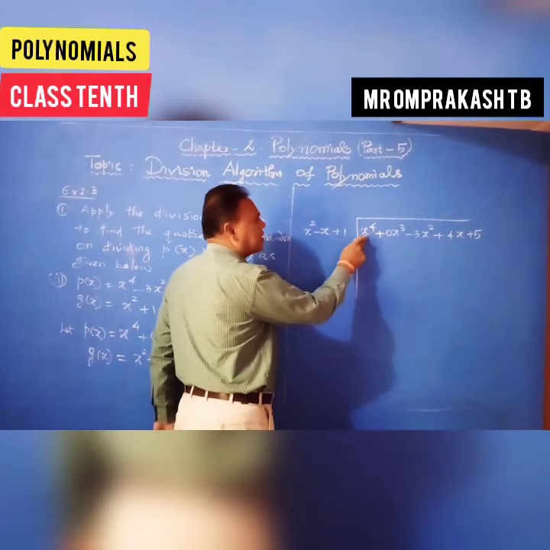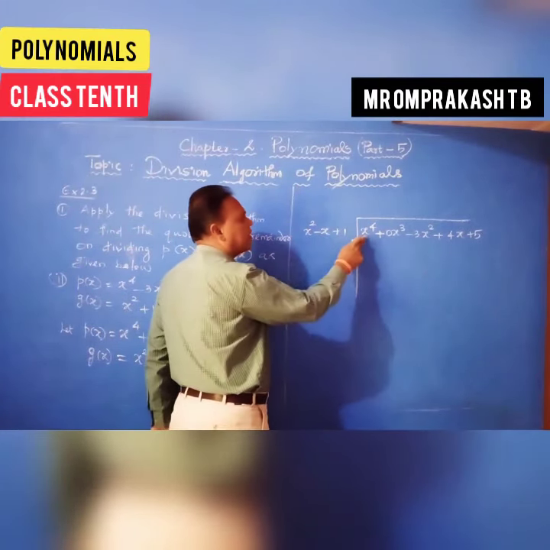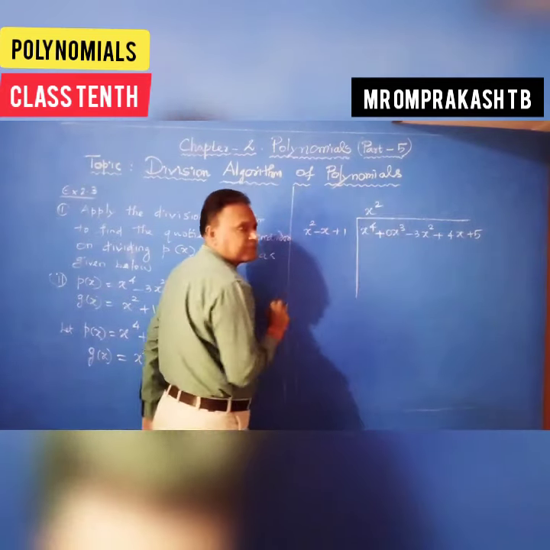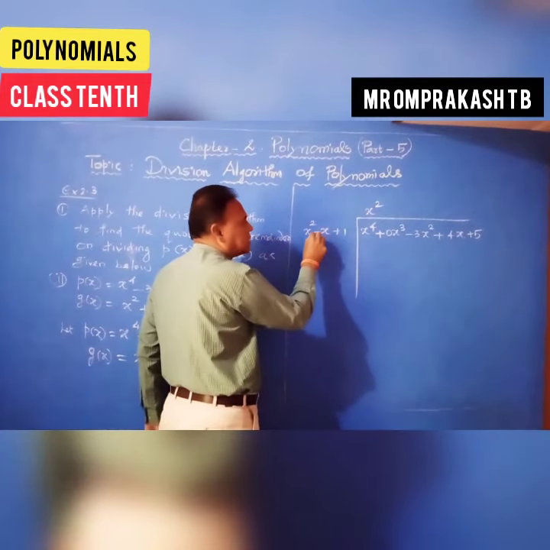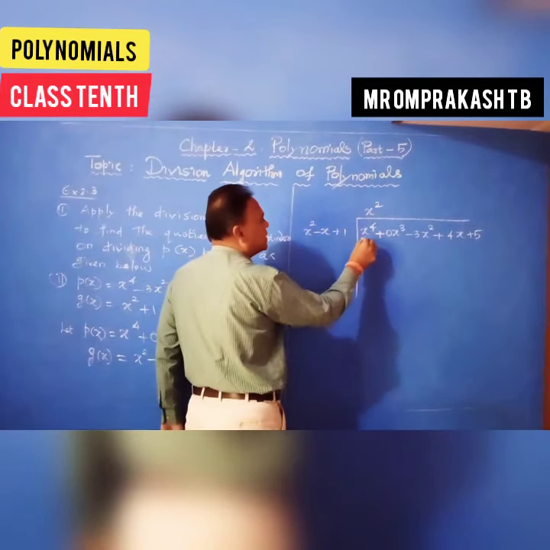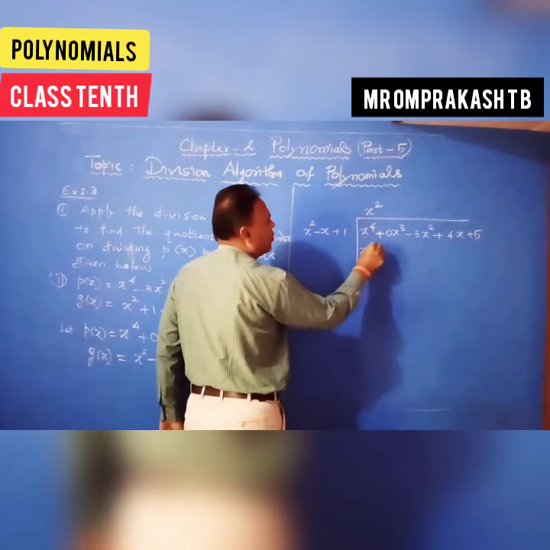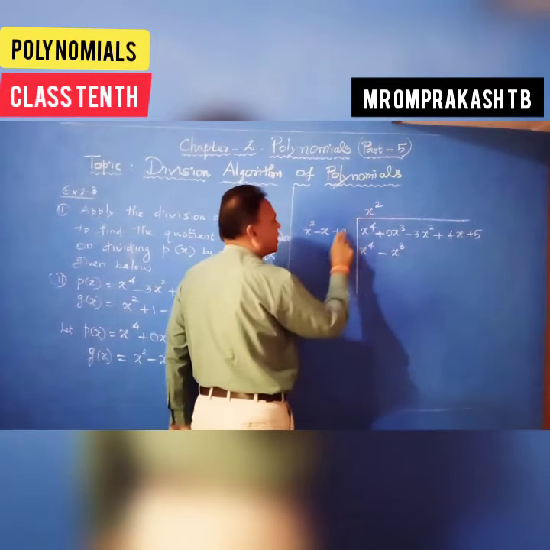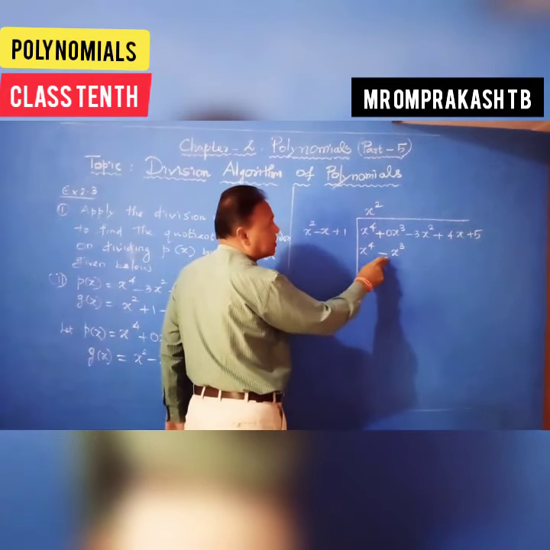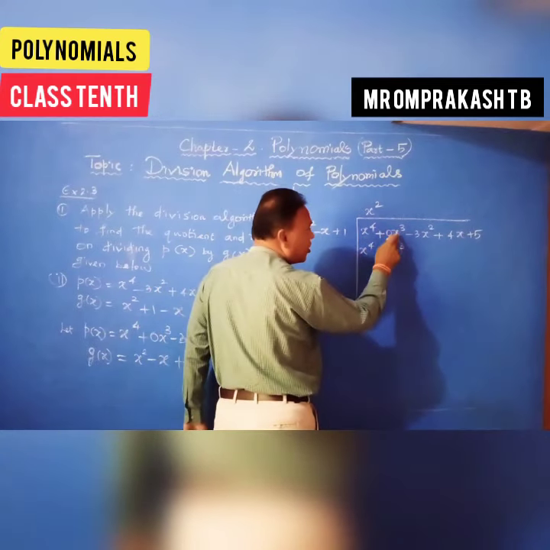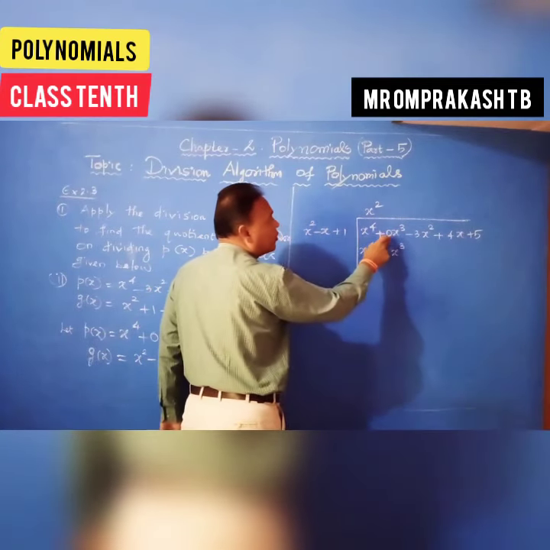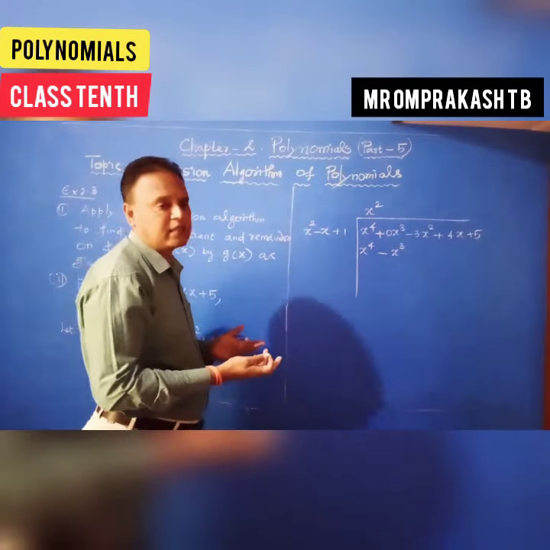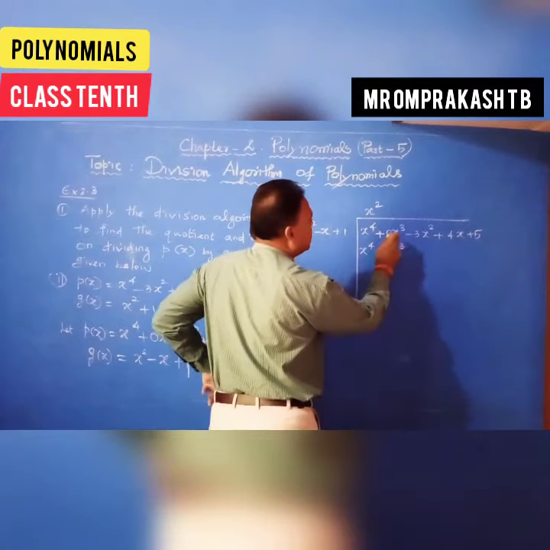Now as usual, take this first term and this term. Divide. What will we get? x power 4 by x squared is x squared. Clear? Now multiply this with this polynomial. That means x squared into x squared, x power 4. x squared into minus x is minus x cube. You see here we are getting my x cube term. Suppose in this polynomial x cube is not there. If you do not add 0x cube, you will get confused about where to write. That's why you have to add 0x cube.